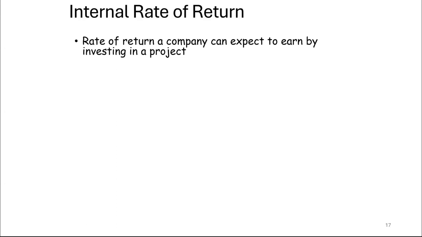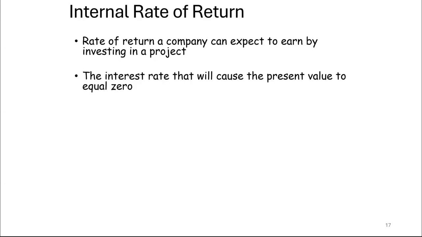Now I want you to know in this textbook they've really simplified that, because they don't actually make you do it. So the rate of return a company can expect to earn by investing in a project. So it tells you what the actual earnings are. It's the interest rate that will cause the present value to equal 0.